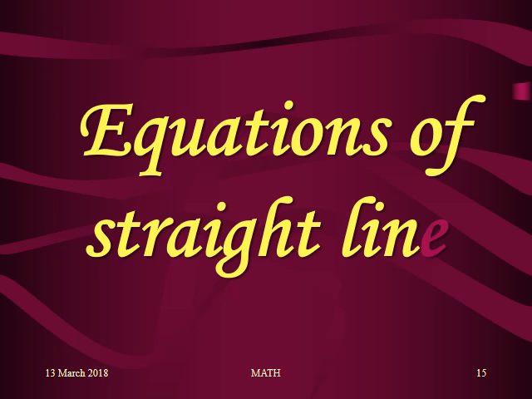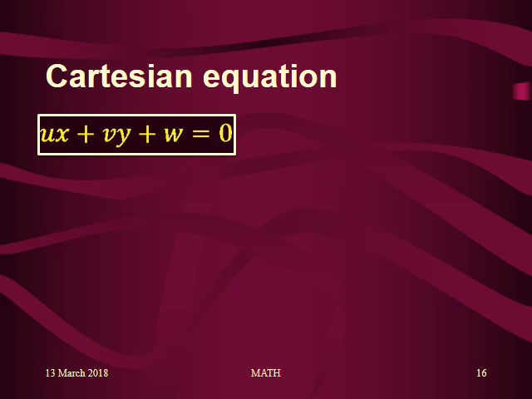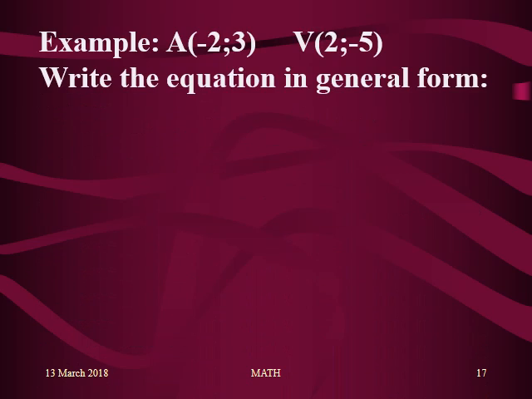Now, equation of a straight line. Cartesian equation. A Cartesian equation is in the form ux plus vy plus w equals 0. Its directing vector is minus v, u. Write a Cartesian equation in general form passing through A and directing vector v.